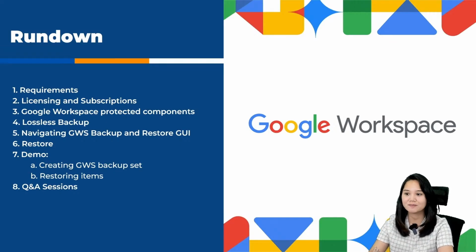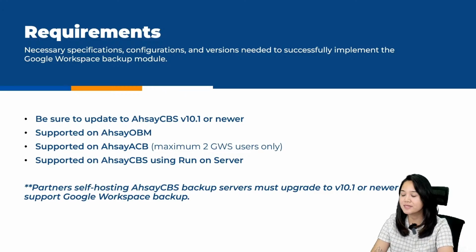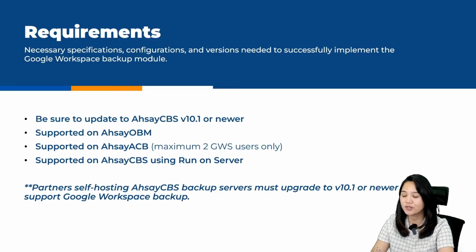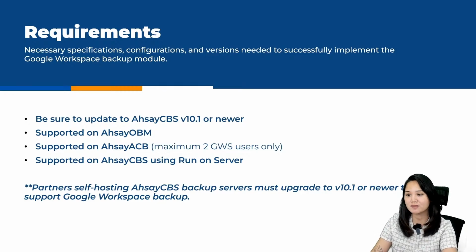So let's get started. To begin, here are the requirements needed for the Google Workspace backup. First, you'll need to be running on Ahsay CBS version 10.1 or later. It is supported on Ahsay OBM, Ahsay ACB with a maximum of 2 Google Workspace users only, and Ahsay CBS via Run on Server. So if you're a partner self-hosting Ahsay CBS backup servers and you're currently running on version 9, then you need to upgrade to version 10.1 or newer to support Google Workspace.